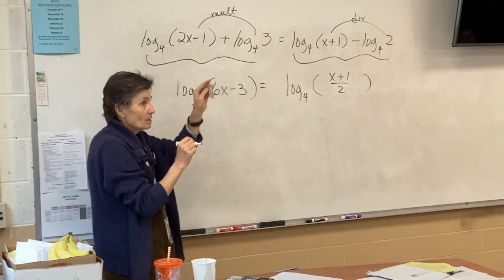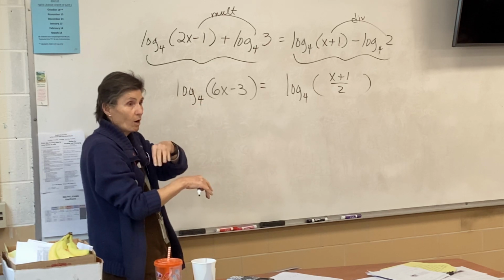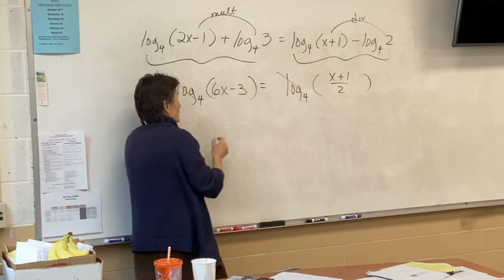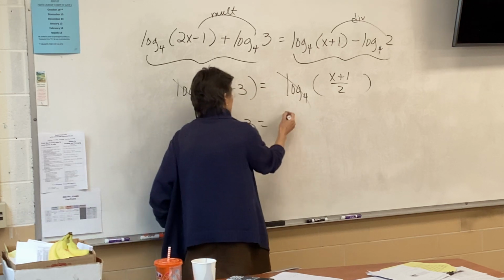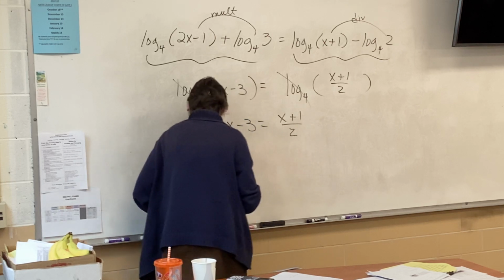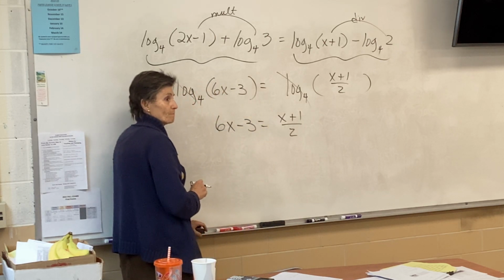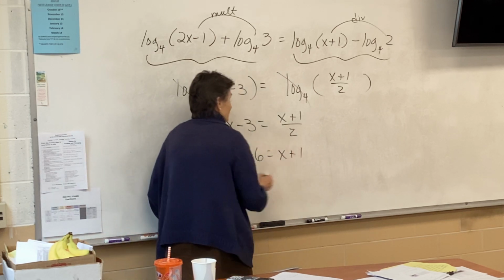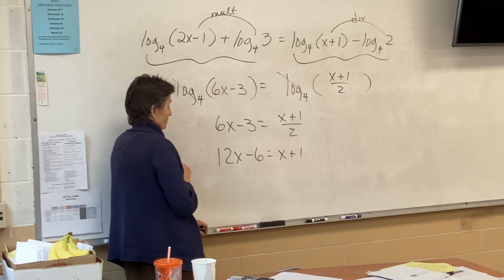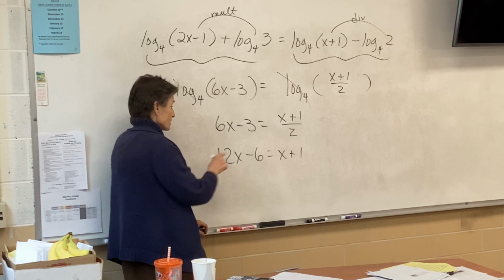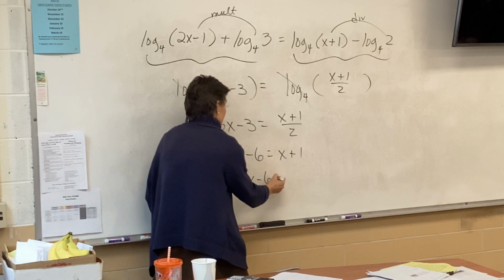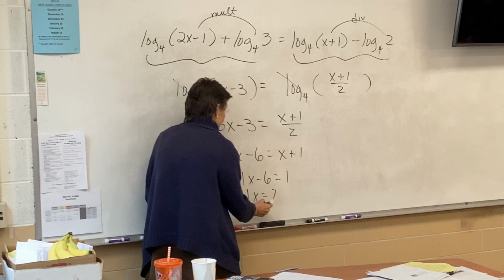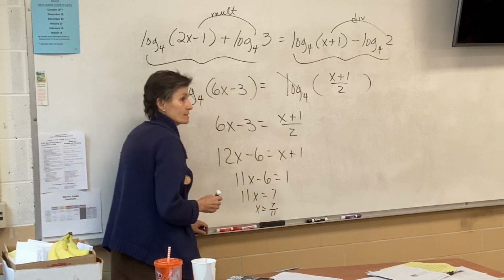Now what? Log equals log. So now we can drop those off and solve 6x minus 3 equals x plus 1 over 2. So what do we do first here? Multiply. Subtract the x. Add the 6. So x equals 7/11.